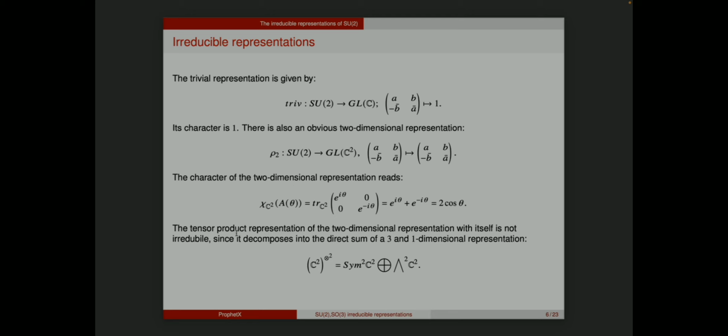But now if we want to go from this representation to higher dimensional ones, for example, one method is to do the tensor product representation. However, this is not going to be irreducible, because the tensor product can be decomposed into the symmetric part and the anti-symmetric part. We will see later that both of these are irreducible, but if it decomposes as a direct sum, this shows that the tensor product is not irreducible.